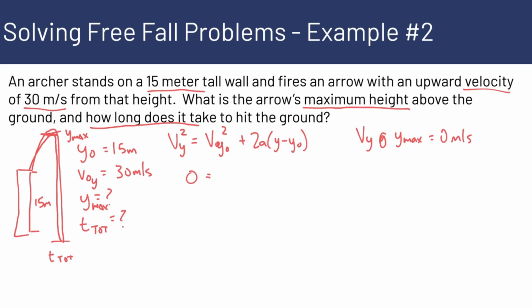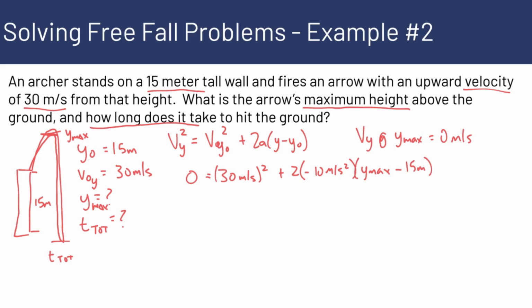So our Vy at maximum height is going to be 0. We have our initial velocity of 30 meters per second, so 30 meters per second, we're going to square that, plus 2 times our acceleration, and this is always negative g, so that's minus 10 meters per second squared. And then we have y, which is our maximum height, which is what we're trying to figure out in this problem. So y max, minus our 15 meters, which is our initial position.